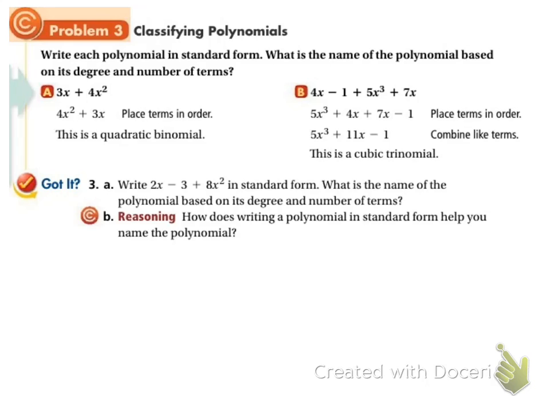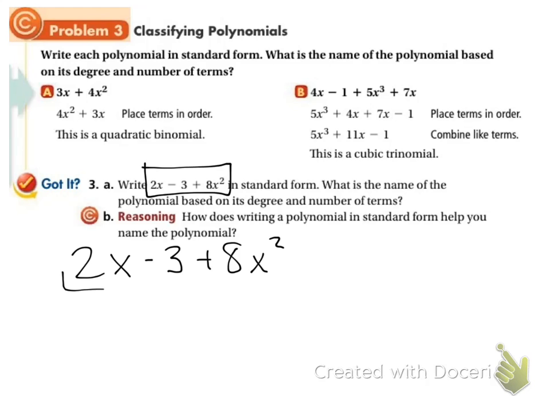So they gave us a polynomial here, 2x minus 3 plus 8x squared. I'm going to stick little brackets under here. Here's one of our monomials. Negative 3, the negative needs to go with it. And 8x squared. So what's the degree of this 2x? Well, there's a 1 there, so this is degree 1. This doesn't have any variables. This is a degree 0. And this is x squared, so it's a degree 2.